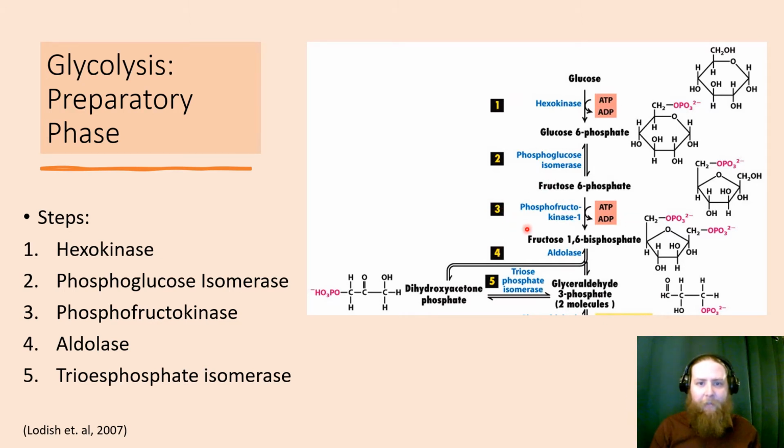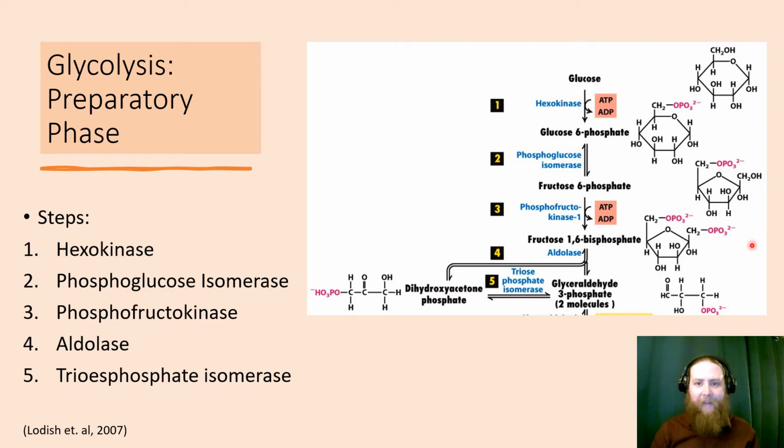So this phosphofructokinase is going to add this extra phosphate group onto the first carbon. So now we have a phosphate on the first carbon and a phosphate on the sixth carbon. This means this molecule is now fructose 1,6 bisphosphate. And bisphosphate means there are two phosphate molecules inside of this molecule.